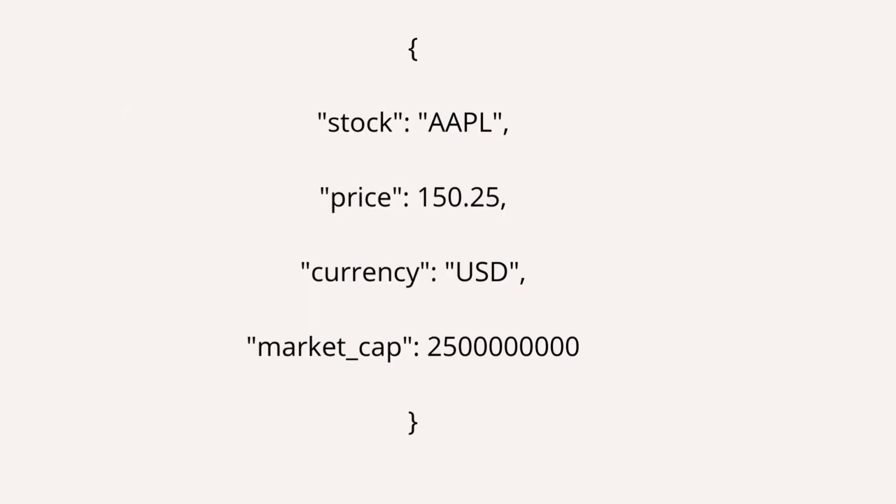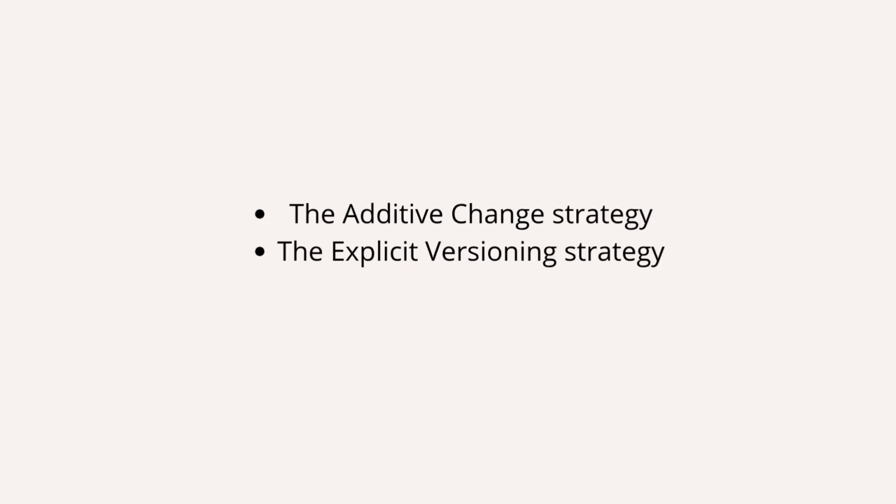Imagine your API currently returns financial data in US dollars. One day, you add euros to the response without creating a new API version. Suddenly, apps expecting the old format break. You don't need a new version every time you tweak something. But if you rename fields, remove data, or change required parameters, these are breaking changes and call for a new version. There are two main strategies for handling API changes.